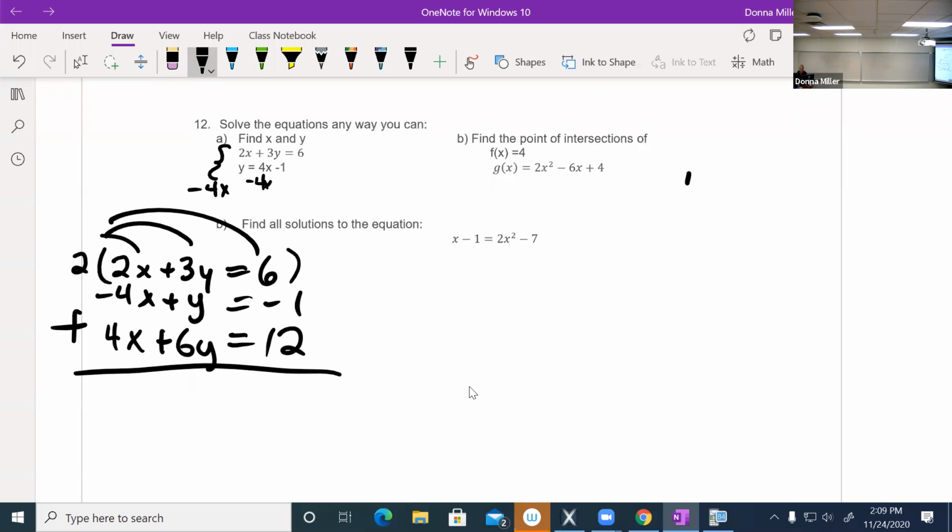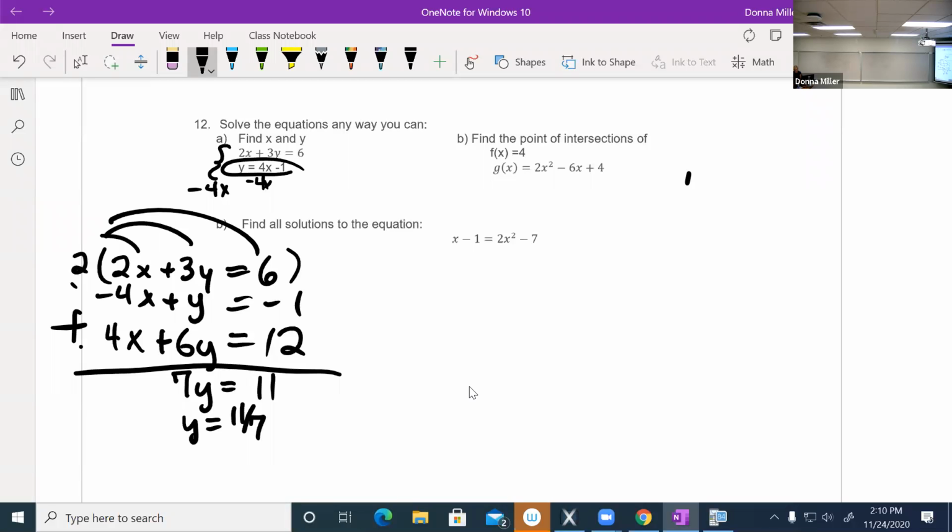So the purpose of elimination is to make 2 of them match, one positive, one negative. So we add them, they go away. -4x plus 4x is 0. y plus 6y is 7y. 12 minus 1 is 11. So y would be 11 over 7. All right. But the thing is, you have to find both of them. So now I have to go back and find x.